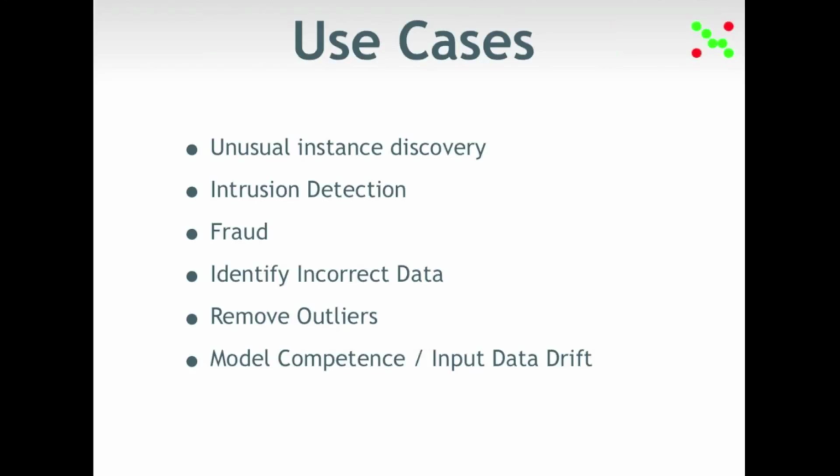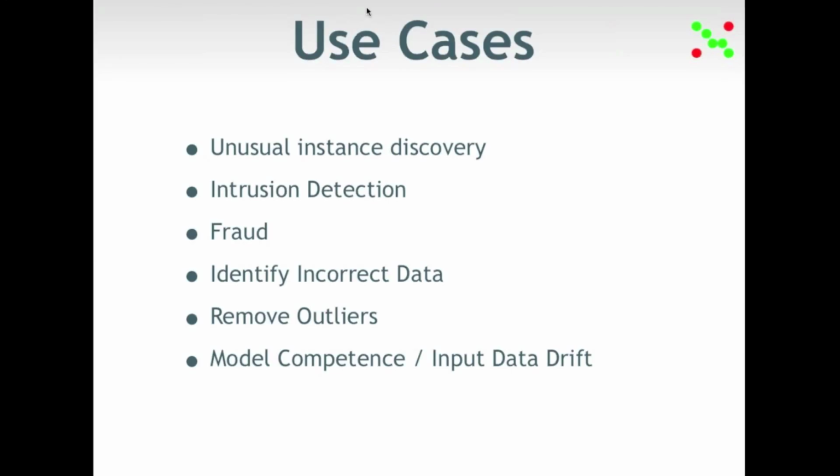And finally, an anomaly detector can be used alongside a model to assign what you might call a competence score. So this can be important if your input data is drifting over time from the distribution of the data that you used to train the model. So by comparing new instances to the training data with an anomaly detector, you can get a feeling for how competent the model will be at making a prediction with that data.